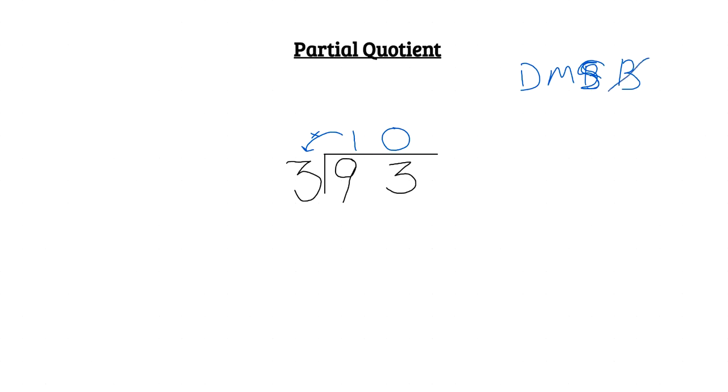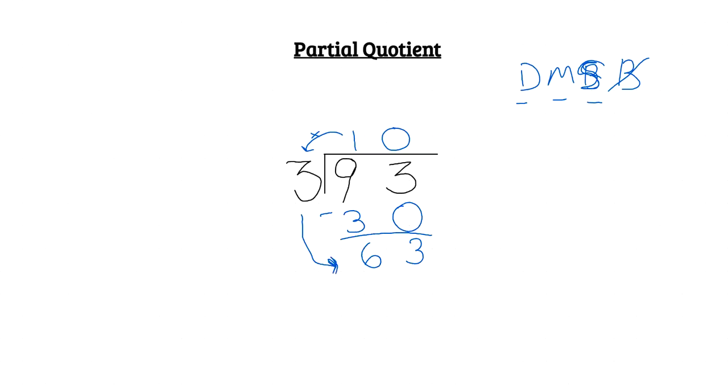3 times what does not go past 93? Well, I'm going to pick the easiest one I can think of. 3 times 10. I then write that answer underneath the dividend, and then I subtract. Again, division, multiplication, subtraction, and you're just going to keep doing that over and over again. I'm going to subtract: 3 minus 0 is 3, and 9 minus 3 is 6. I then ask myself, 3 times what is going to get me the closest to 63, but not pass it?